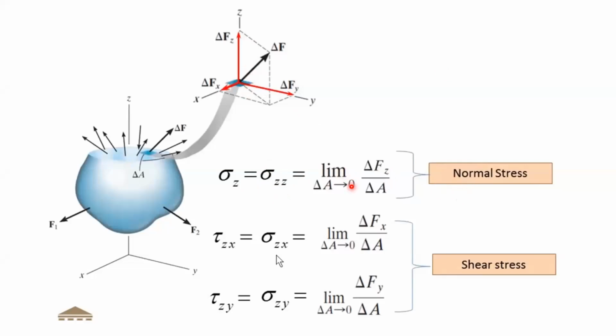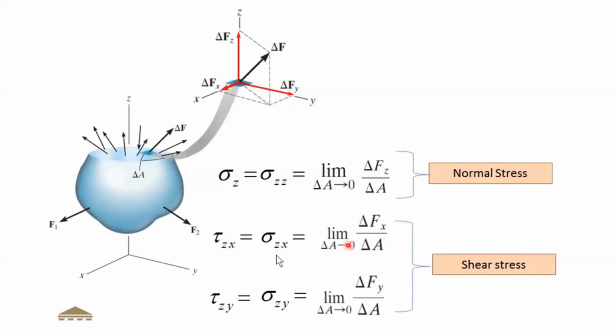So that's why we call this a normal stress, and it is usually represented by sigma z. The second, if you take delta Fz, this is acting on the z plane, in the x direction. So we show this as sigma zx: z plane, x direction. And because this is a shear force or shear stress, we represent this by tau. Tau is commonly used for all the shear stresses. So tau zx: z plane and x direction.